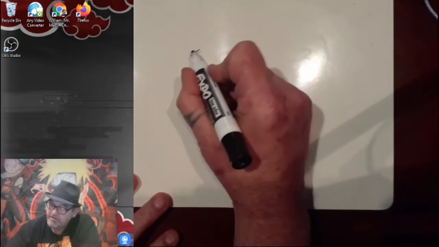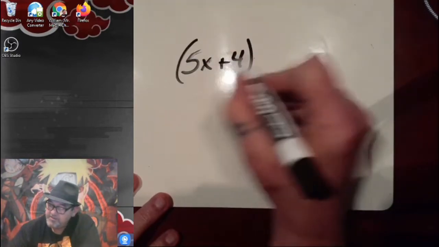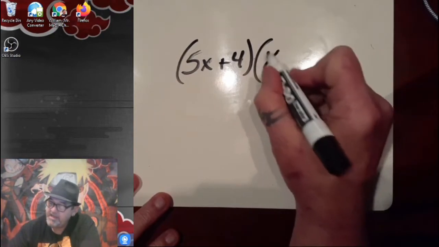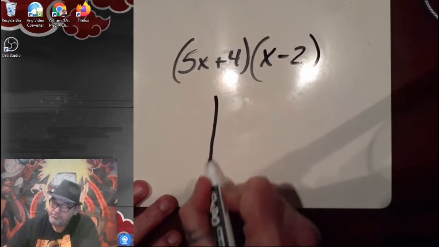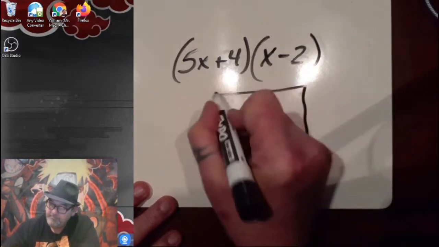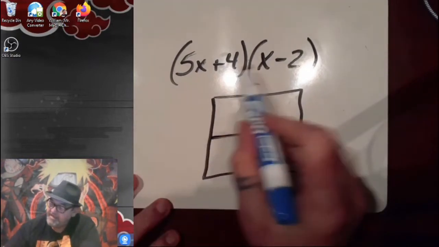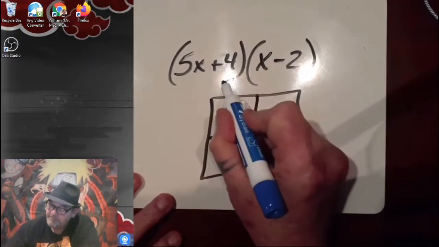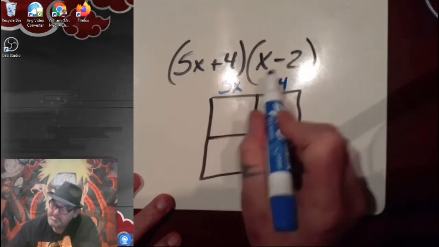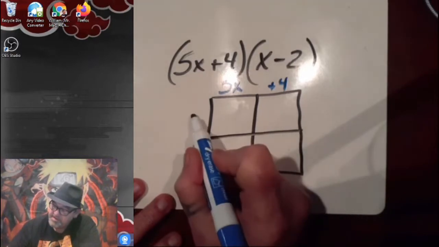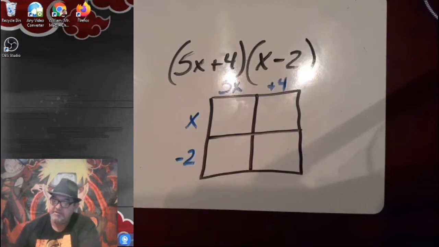Let's go with 5x plus 4 times, we'll just say x minus 2. Okay, draw your grid. 2 by 2, so you're going to have 4 boxes. On the outside, put the first binomial, 5x, positive 4 here. The second binomial goes in these columns, x here, negative 2 here. And now we just fill in the boxes.